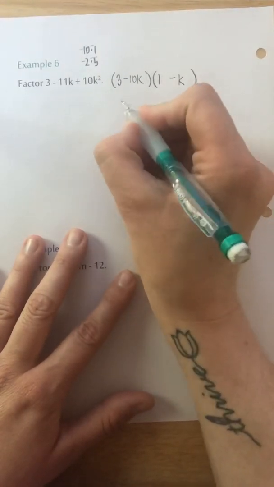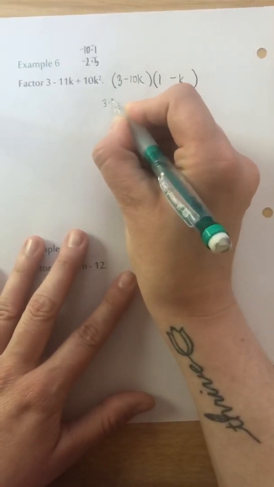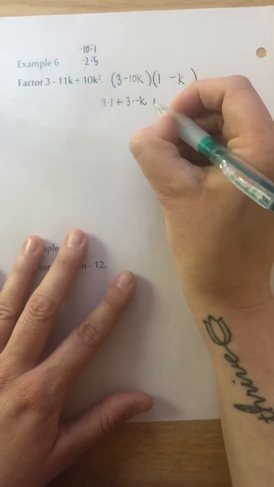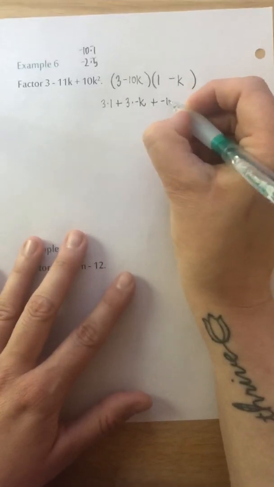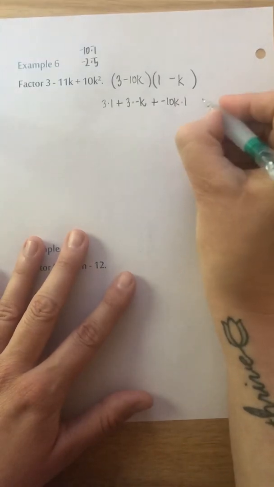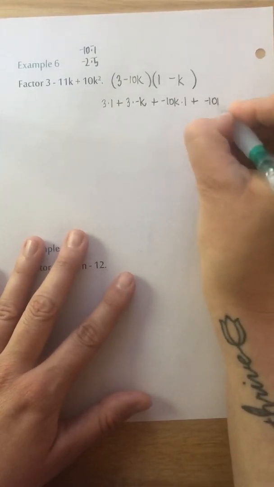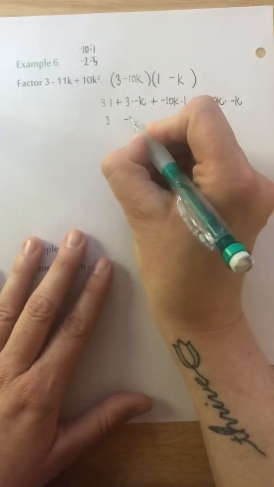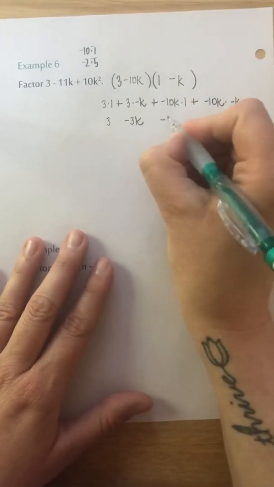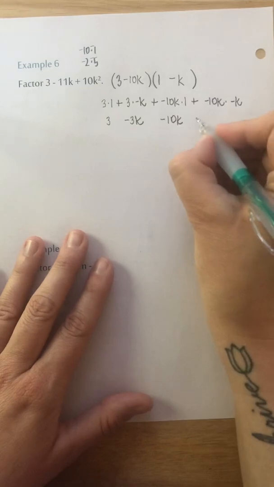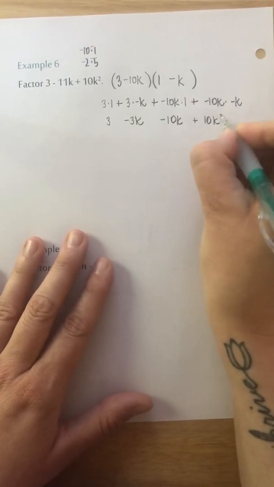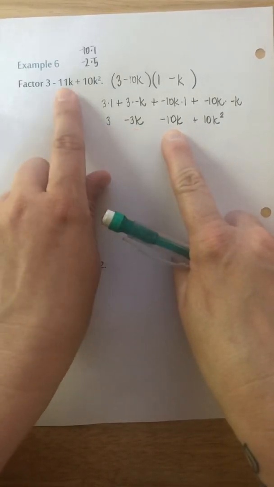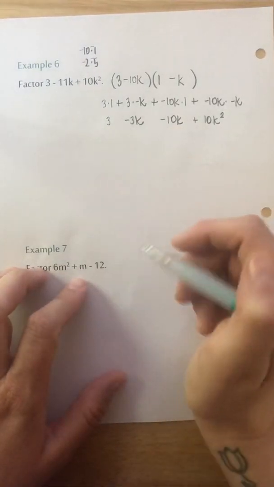And now I'm going to FOIL it out and see what happens. So we're going to have 3 times 1 for first. Then we're going to do 3 times -k for outer. Then -10k times 1 for inner. And then last, we're going to do -10k times -1k. So 3 times 1 is 3. Outer term, we're going to get a -3k. Inner term, we're going to get a -10k. And last term, we're going to get a positive 10k squared. So these look okay, but this is going to give us a -13k, which is not what we want. So that's not going to work out for us.